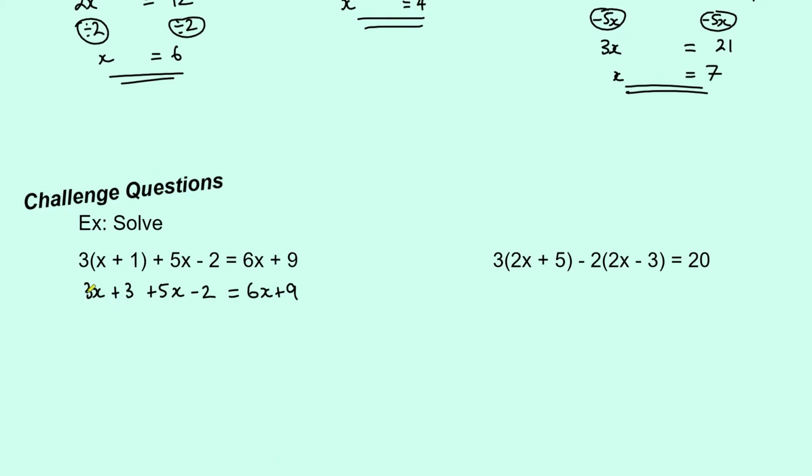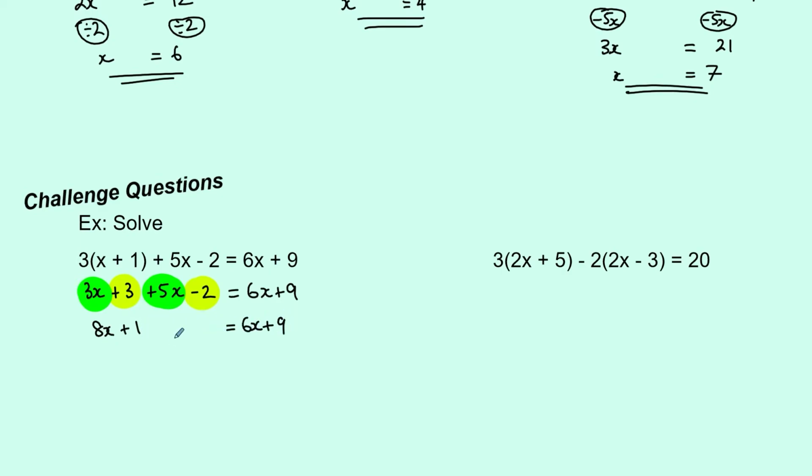We're going to tidy up this side of the equation. Now you'll notice that we've got a 3x and a plus 5x, both on the same side of the equation. So we can put them together. That will give us 8x. This isn't balancing, this is just collecting like terms. We've also got a plus 3 as a number and a minus 2. So those two numbers, if we combine the two yellow ones there, that would give us a plus 1. And that's equal to 6x plus 9.